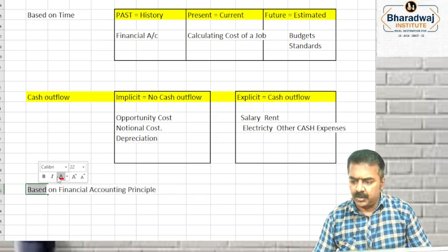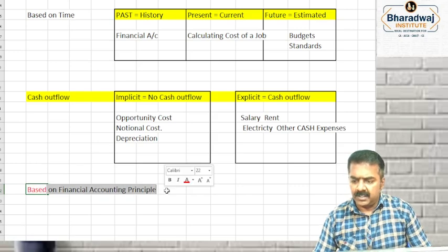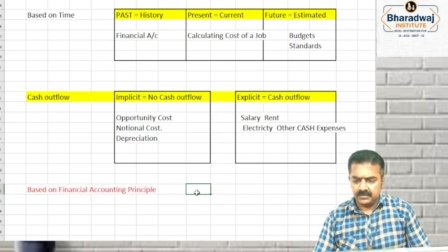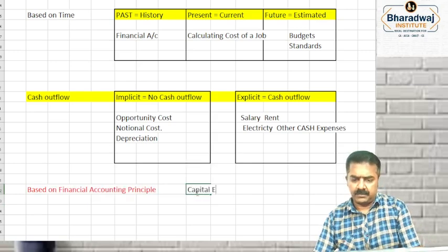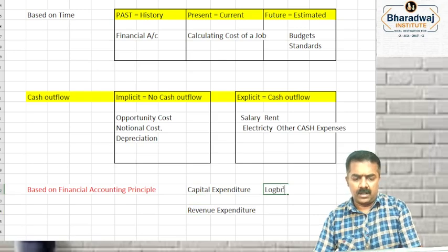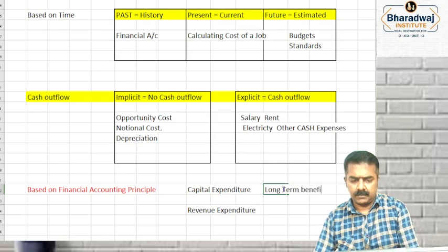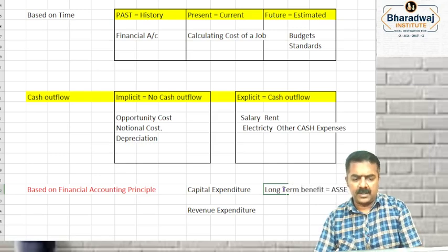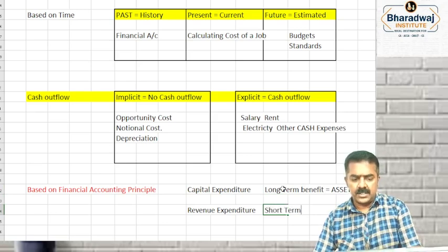Based on financial accounting principle, we had seen two types of expenditure: capital expenditure and revenue expenditure. What is capital expenditure? That will give us long-term benefit. That will be recorded as an asset in the balance sheet. What is revenue expenditure? That will give us short-term benefit, generally for 1 year.